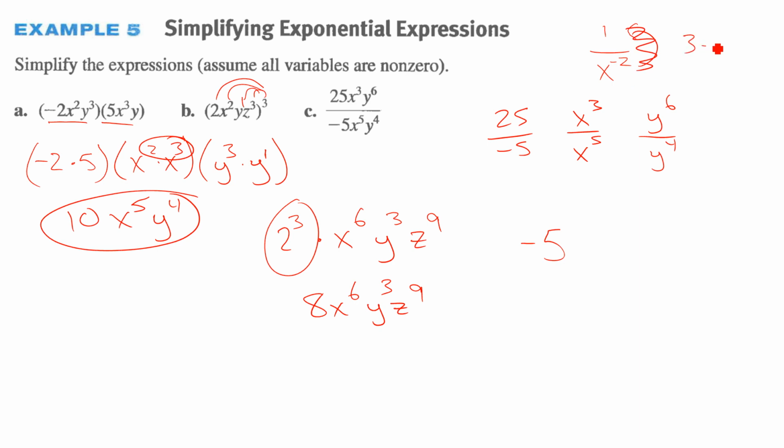3 minus 5 is negative 2, which means we send it to the denominator. Now, the way you can just think about this more simply, without me confusing you like I just did, is which one's bigger? The 5 is bigger, so our answer is going to be in the denominator. If the bigger number was on top, the answer would be in the numerator. Okay? And let's subtract these. 6 minus 4 is also 2. y squared, we put it in the numerator because 6 is the bigger number between 6 and 4.